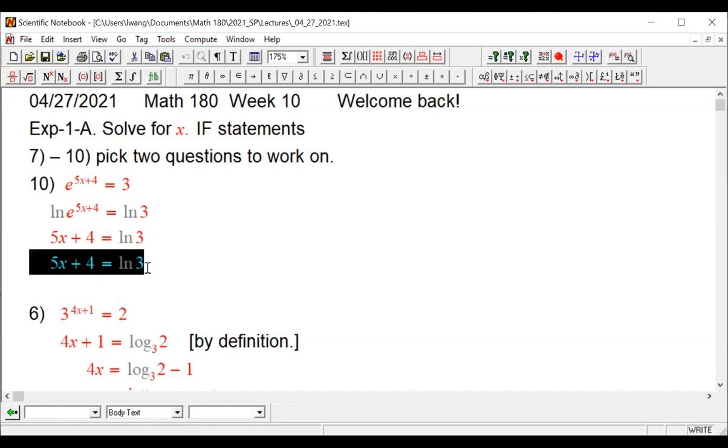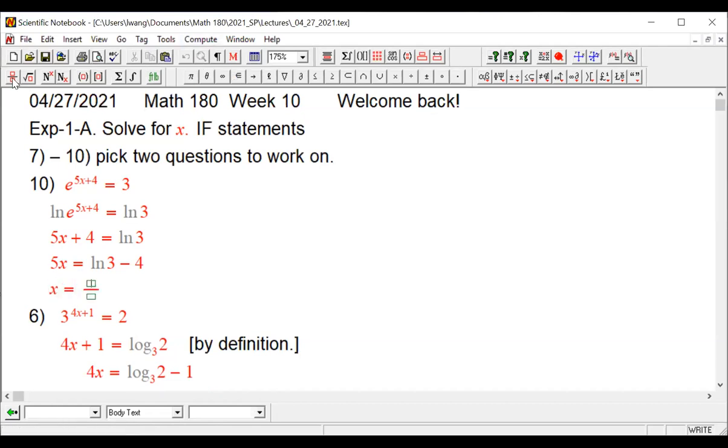You guys follow me? When you read the textbook about these questions, it's not going to show you those parentheses, ln e and stuff. They're going to go straight there. And then we subtract 4 on both sides, and then divide both sides by 5. 1 over 5, ln 3 minus 4. That's it.